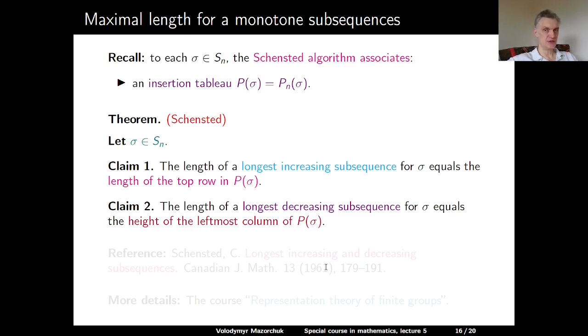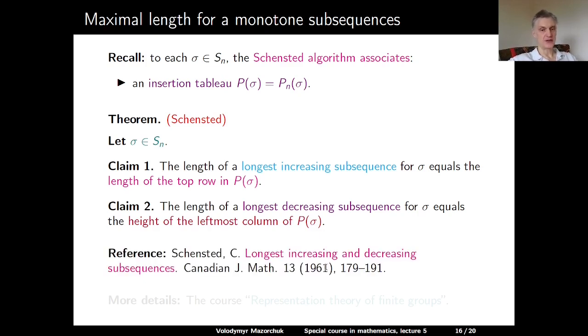So this statement is not very easy. The proof is several pages and one should be careful with combinatorics. So for the proof, one can look at the original paper by Schensted, which is called Longest Increasing and Decreasing Subsequences, and which appeared in the Canadian Journal of Mathematics in 1961. And more details about the context, how this is important, in particular for the representation theory of the symmetric group, one can learn in the course Representation Theory of Finite Groups, which is available on this channel.